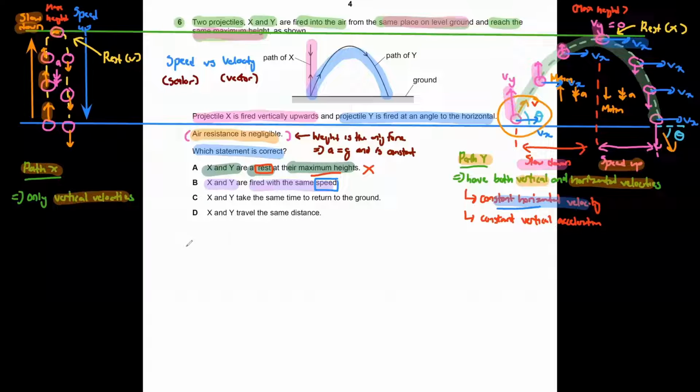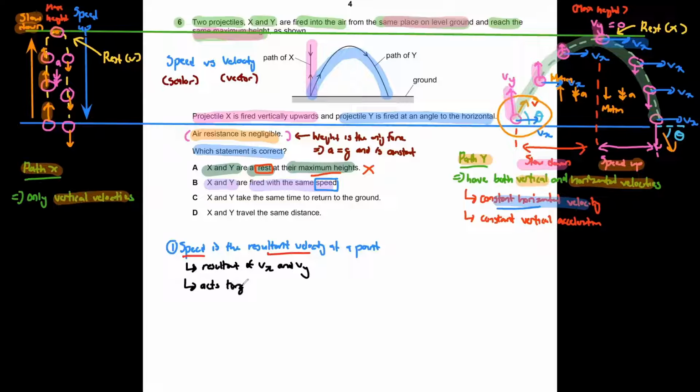Now, in the context of our question, speed is the resultant velocity at a point. When speed is the resultant velocity at a point, it means that it is the resultant of our horizontal and vertical velocities. And this always acts tangent to the path at the point that we consider.